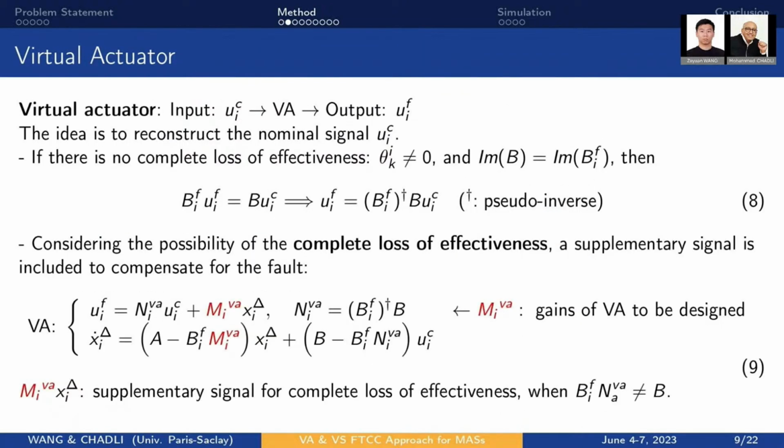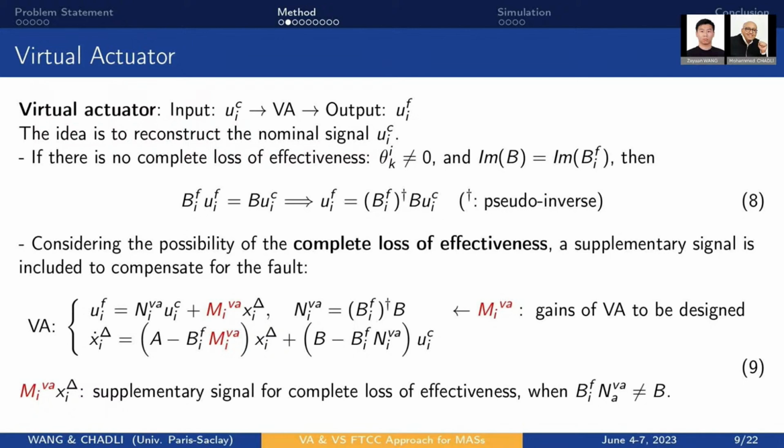Now let me introduce the virtual actuator. The idea is to reconstruct the input U_IF from the nominal input U_IC. And recall that the virtual actuator is actually a more general case of the pseudo-inverse method. So if there's no complete loss of effectiveness, we want to simply make this relation B_IF times U_IF equal B times U_IC. That is, U_IF equals the pseudo-inverse of B_IF times B times U_IC.